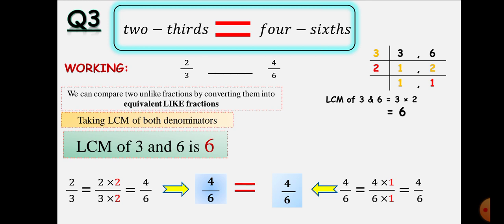So basically in both fractions I got 4 over 6. That means these fractions are equal. They are represented differently, but they are equal in value. That means they are equivalent fractions. That means the value is equal.